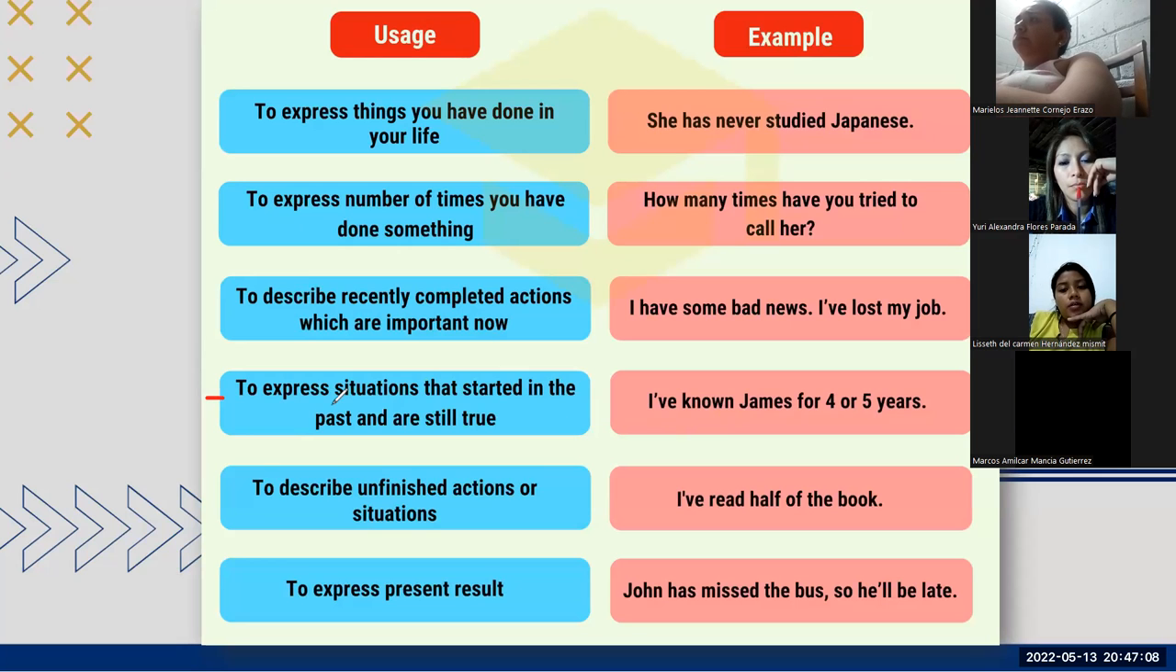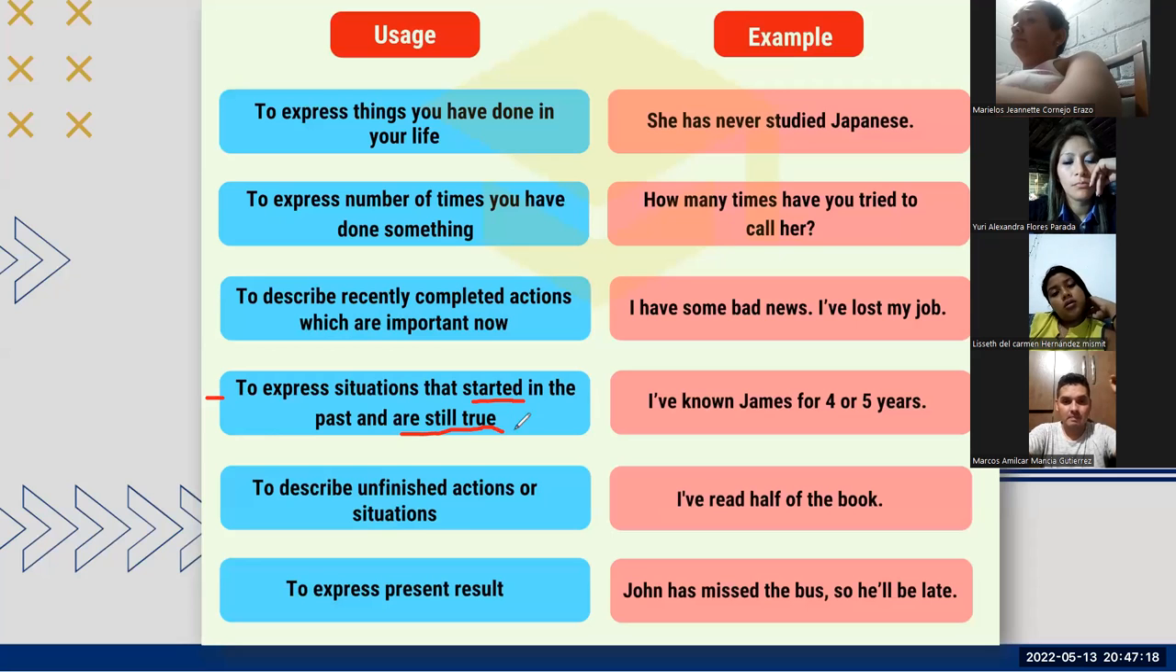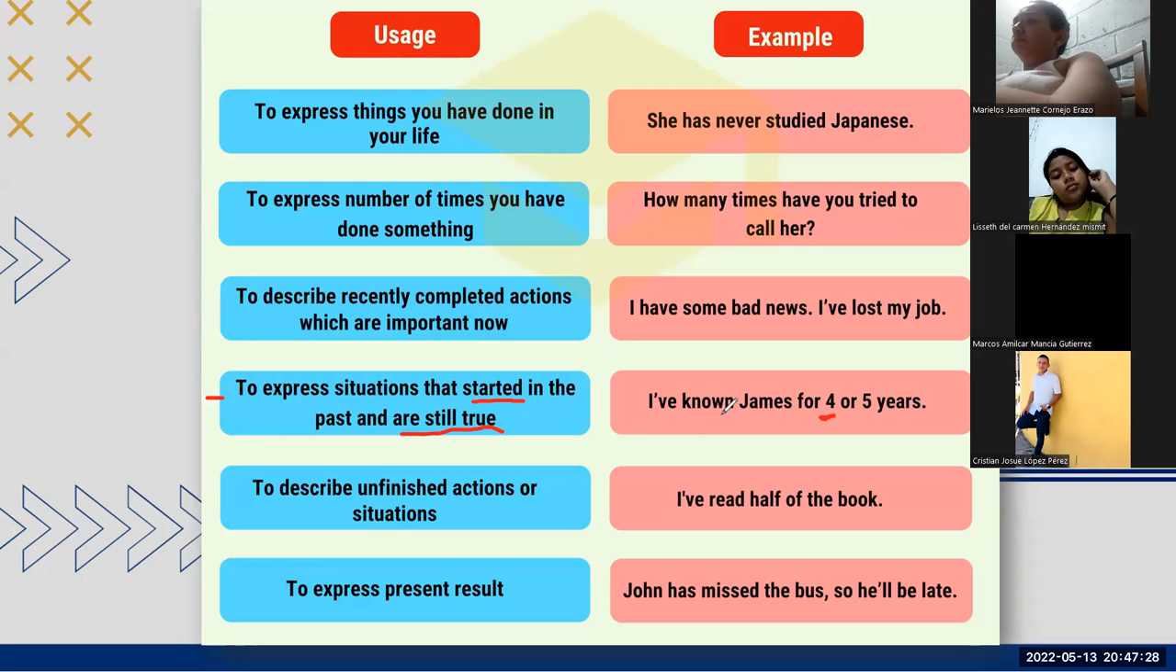Okay? Fíjense esta. Vamos a expresar una situación que empezó en el pasado y todavía es verdadera. Sorry. For example, I've known James for 4 or 5 years. Yo he conocido a Jaime por 4 o 5 años, ¿verdad? Todavía es verdadero esto porque Jaime todavía existe, ¿verdad? Y porque todavía lo estoy conociendo. Entonces eso es verdadero todavía, el hecho de que todavía sigue este proceso y el hecho que todavía importa en el presente. I've known James for 4 or 5 years, ¿ok?